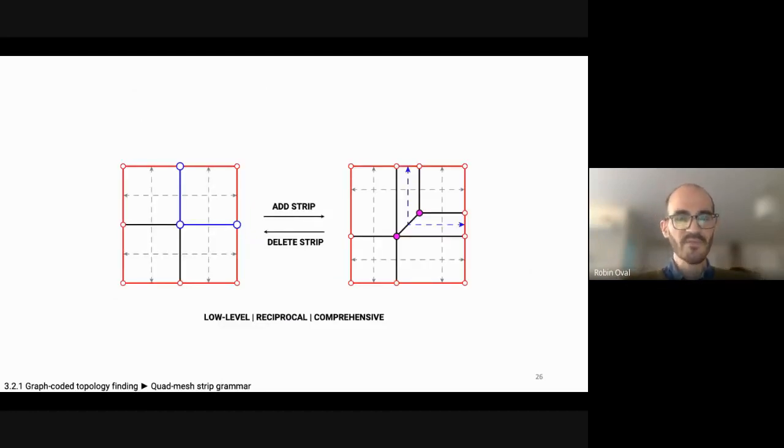And then from this, because these elements are a fundamental aspect of a quad mesh, I developed this low-level grammar with only 2 rules. One that adds a strip, so taking the set of edges or poly edge in blue, you can insert a strip, or you can have the reciprocal, the opposite rule to delete the strip. And you can see that this will actually change the connectivity between the different elements and create or cancel out singularities here highlighted in pink.